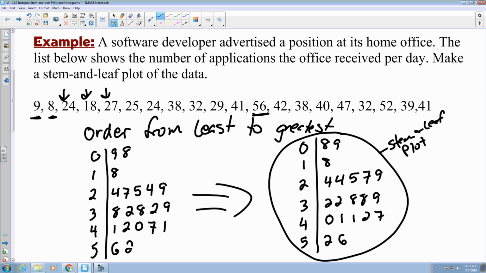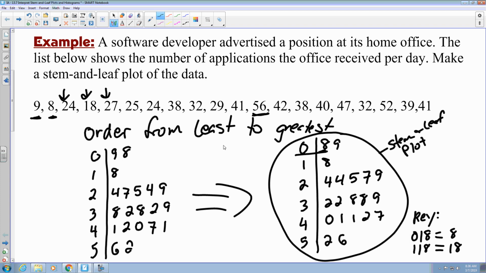All right. The last thing we have to do is write a key. The key tells us what those different values represent. So normally you use the first value in the set of data. So you got 0-8. That's just going to equal 8. Sometimes you might need another one, so you can write down 1-8. That equals 18 in this scenario. Okay.